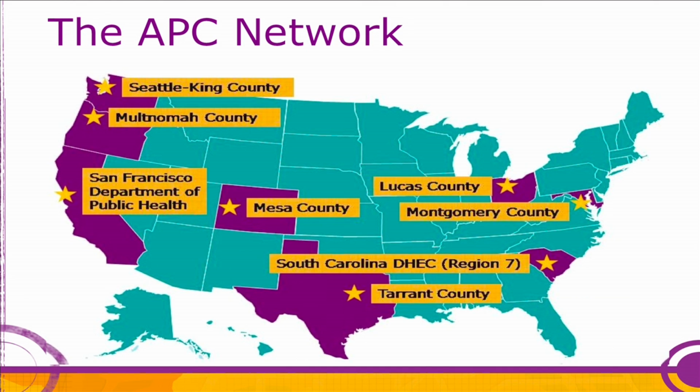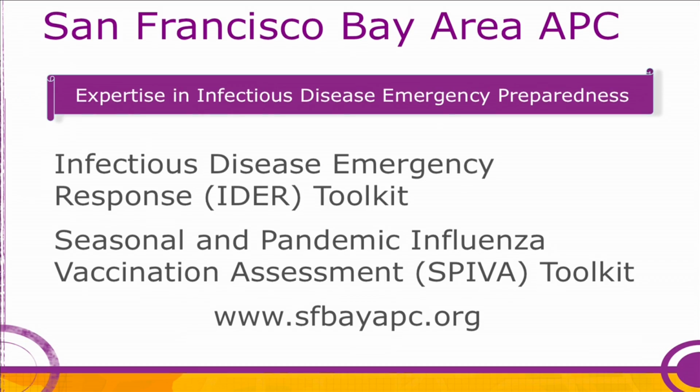The San Francisco Bay Area Advanced Practice Center is part of a national network of APCs across the United States. The APC Network is funded by the National Association for County and City Health Officials. The San Francisco Bay Area Advanced Practice Center includes 2 products, including the Infectious Disease Emergency Response, or ITER Toolkit, as well as the Seasonal and Pandemic Influenza Vaccination Assessment, or SPIVA Toolkit. Both products can be found on our website at www.sfbayapc.org. The focus of this presentation will be on elements of the SPIVA Toolkit.